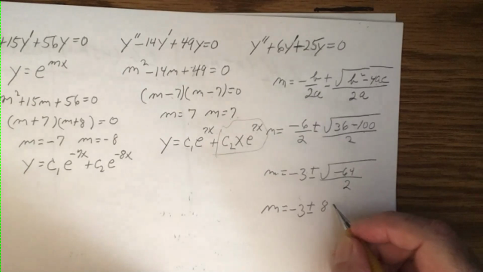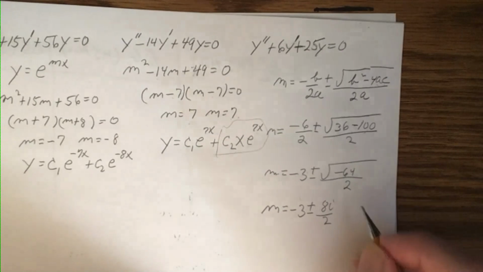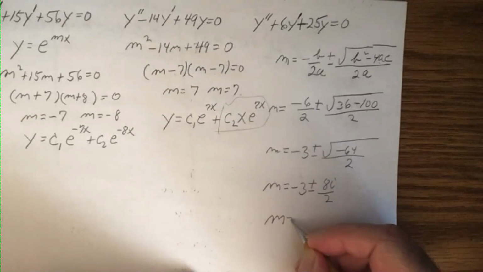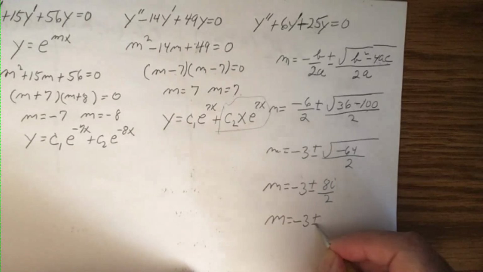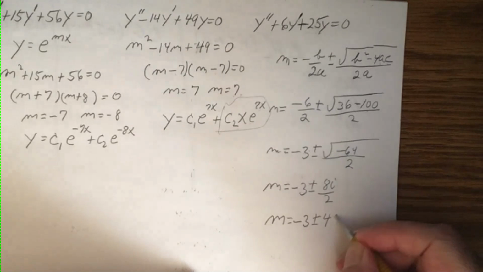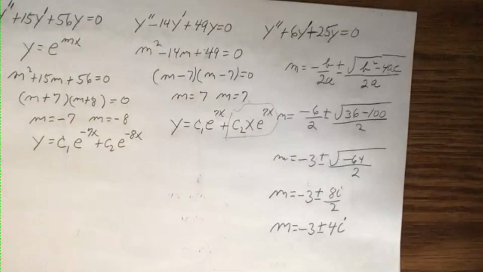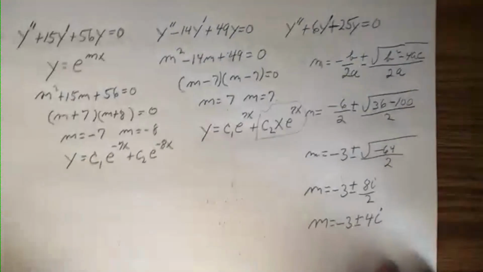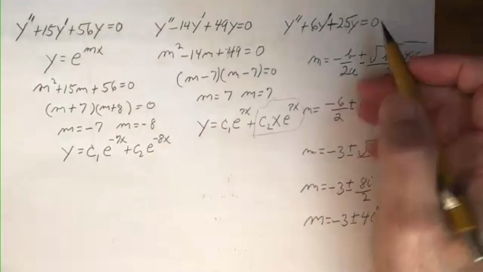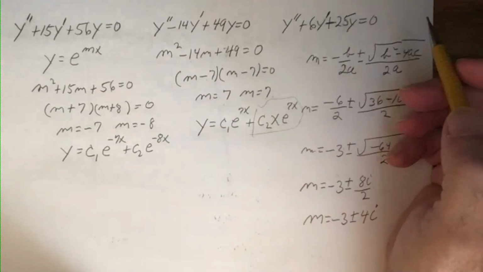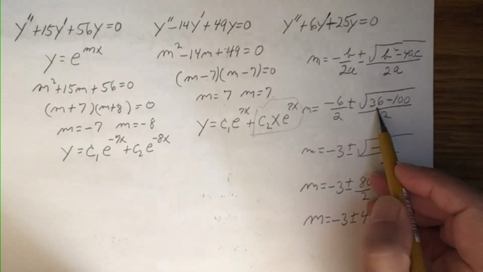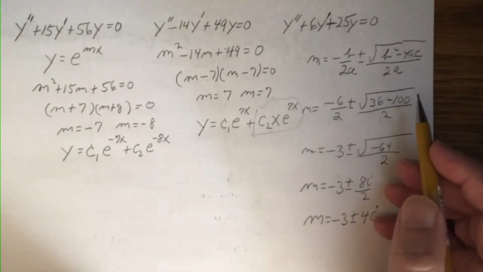I'll do all the steps. This is 8i divided by 2. So I can write this as m is equal to minus 3 plus or minus 4i, right? I did that right? Okay. I guess if you put the 20 in here, it was a little bit messier. You're going to get 80 here, and then you get 36, so you're not going to get a perfect square.